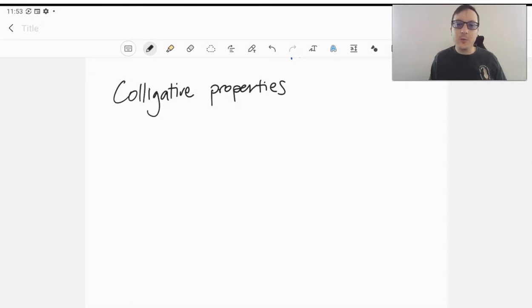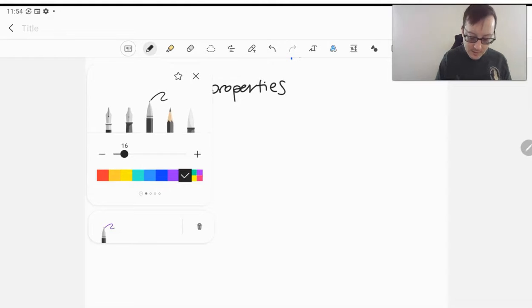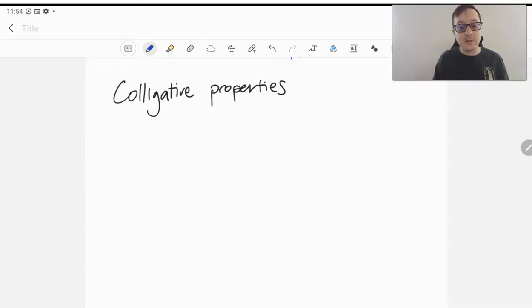In this video, we'll have a quick introduction to what are called colligative properties. Colligative properties are a special set of characteristics that can be applied to solutions in which these properties don't depend on the identity of the substance that's involved, but rather depends on simply the quantity, the number of particles involved, regardless of what they are.